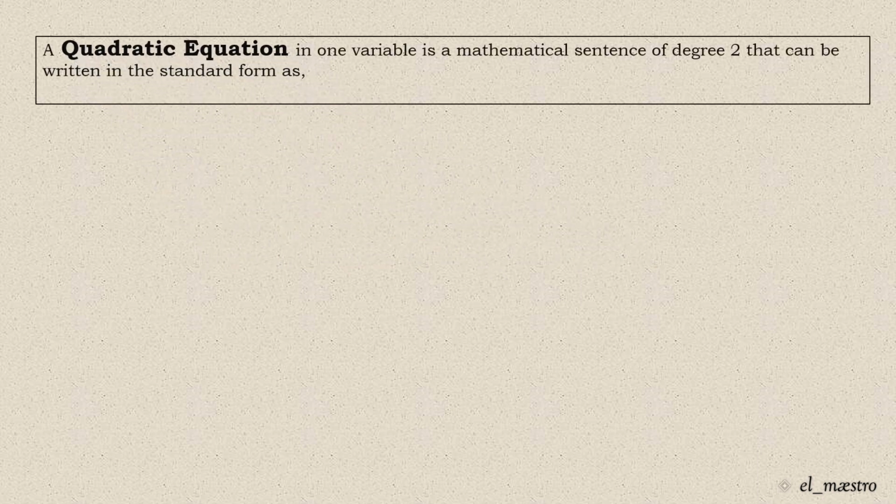First, let's define what is a quadratic equation. A quadratic equation in one variable is a mathematical sentence of degree 2 that can be written in standard form as ax squared plus bx plus c is equal to 0. So, please students, from the very beginning, you must familiarize and memorize this equation.